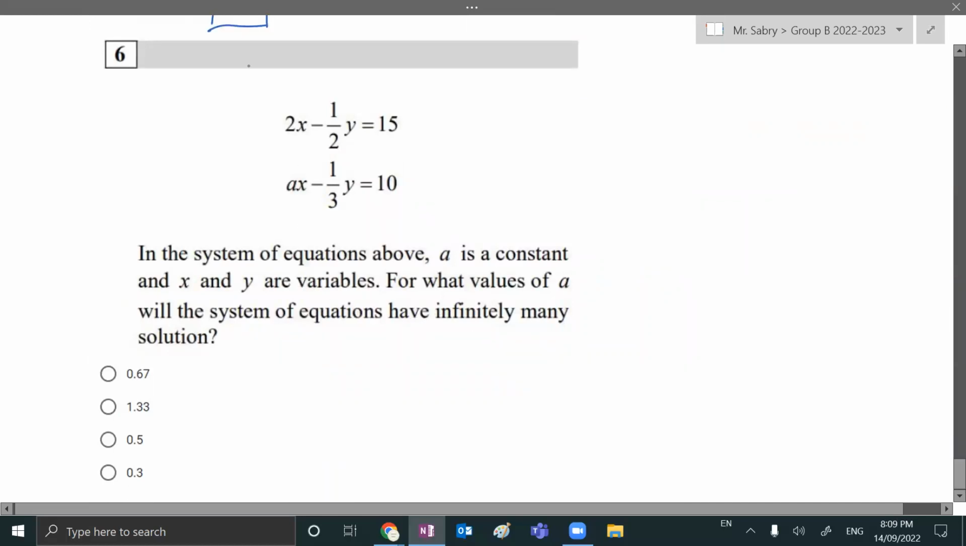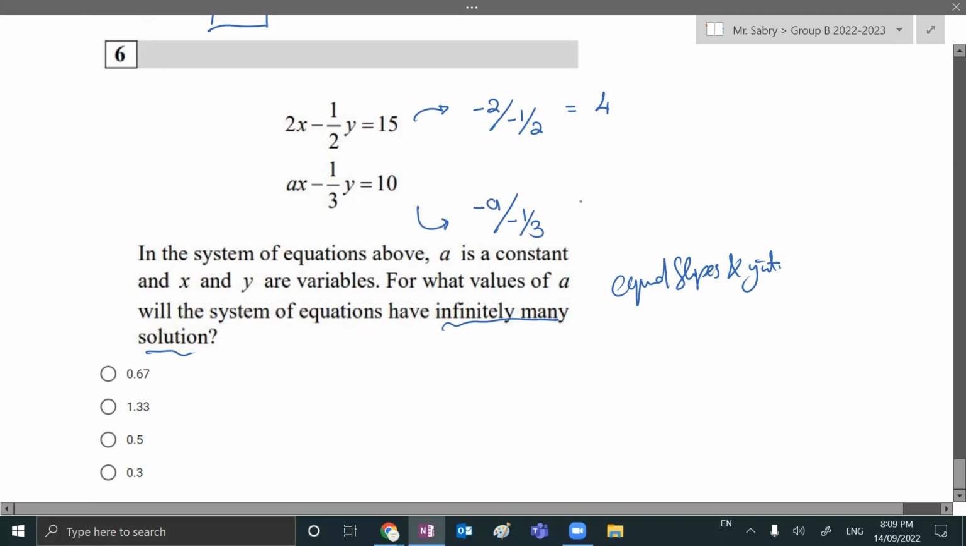Checking number 6. If the system of equations has infinitely many solutions, for what value of A? So that's the key word. Infinitely many solutions means equal slopes and equal y-intercepts. So I'll get the slope. The slope of this one is -2 over -12, which is just +4. While the slope of this one is -a over -1/3, which is just 3a.